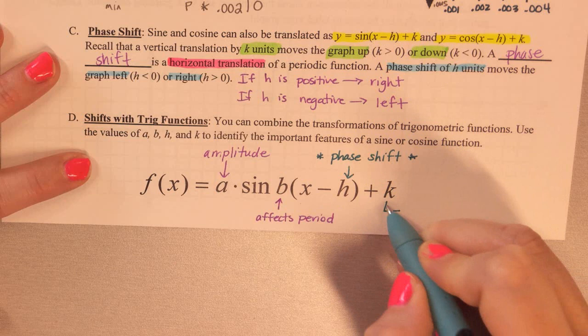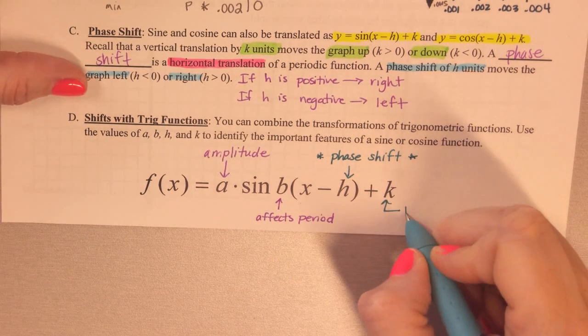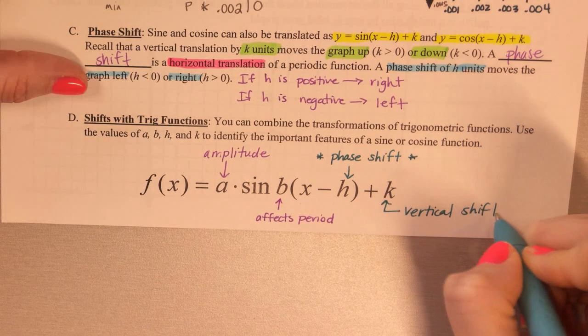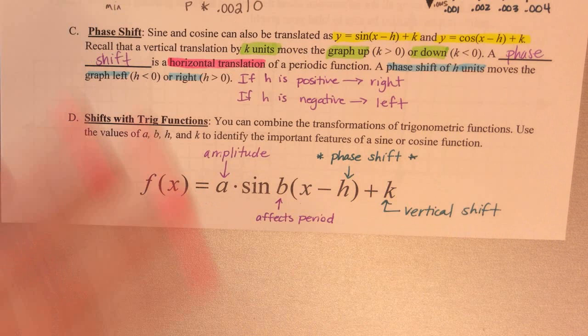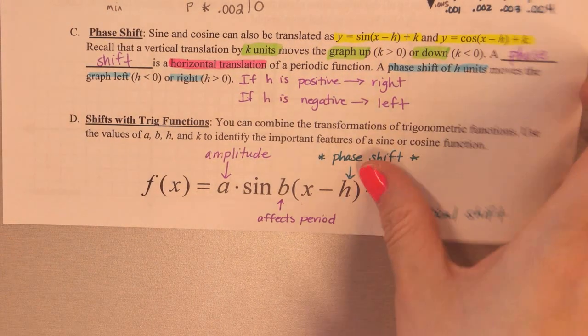Okay, so that is going to be our focus today, this phase shift. And then the plus K is the same as before. We call that a vertical shift. So that moves the graph up and down. This moves the graph left or right. The reason why we're focusing on the phase shift today is because when we're moving things left or right now, we're going to be moving them in radian values. And so that can be a little bit different.